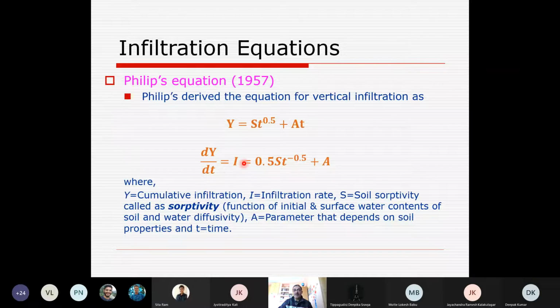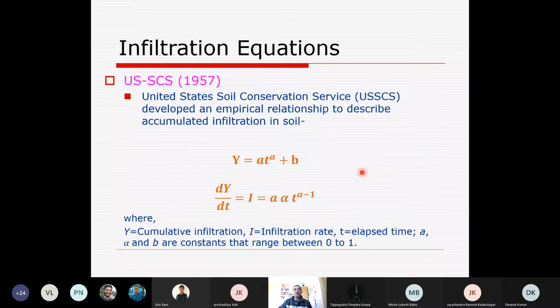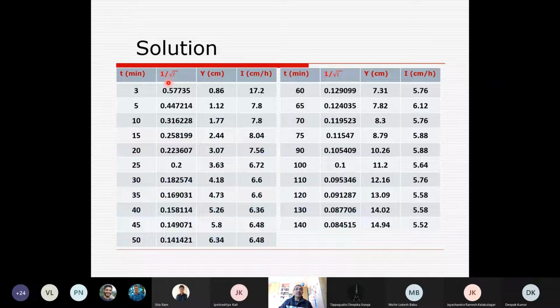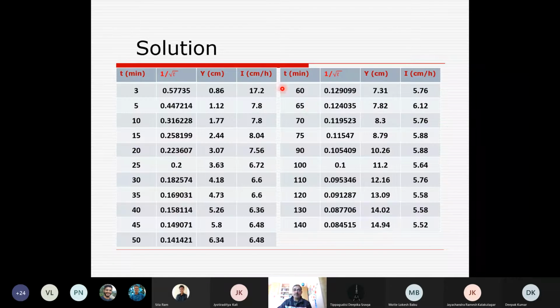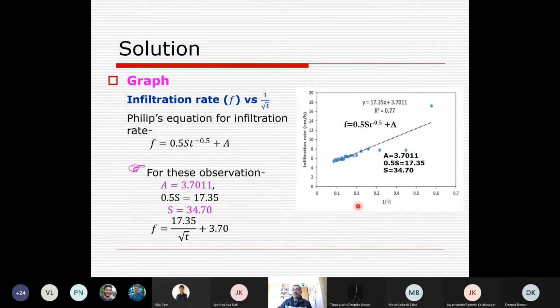So there are two conditions only, infiltration rate versus 1 by root T. 0.5 S and A are there. So this particular relation is used to find out the value of S and A in this equation. So what we are doing, we have calculated 1 by root T. We have time here, right? And then we are using this information to plot the graph between infiltration rate, that is in centimeter per hour, which you have estimated here, and 1 by root T. So the relationship between these two is giving you a simple idea.